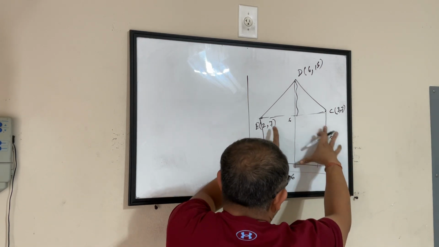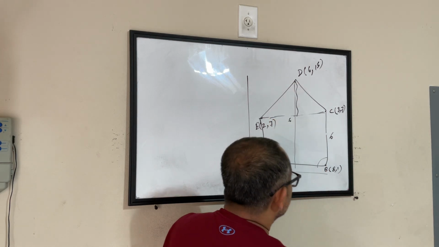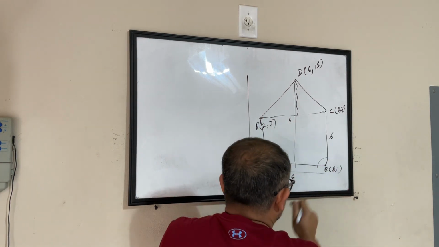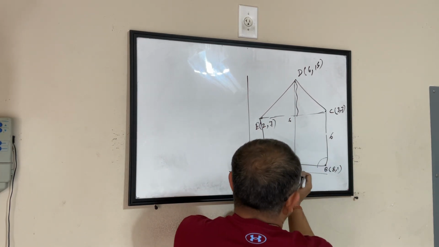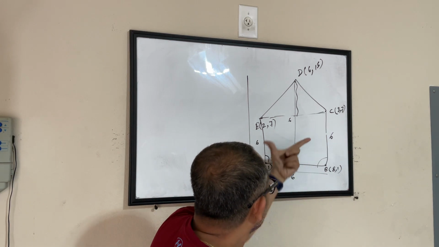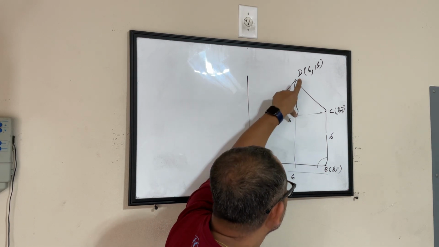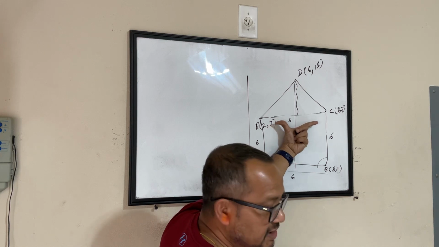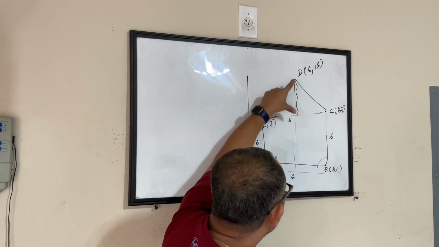So I can find out the area of this square and I can find out the area of this triangle to determine the total area. The area of this square is easy peasy, not to worry. Here I need to know the base and I need to know the height. The base is known to me, same as this one. And what is the height?